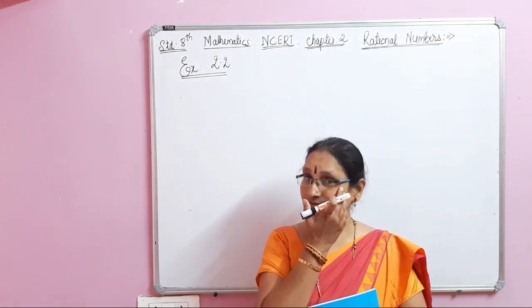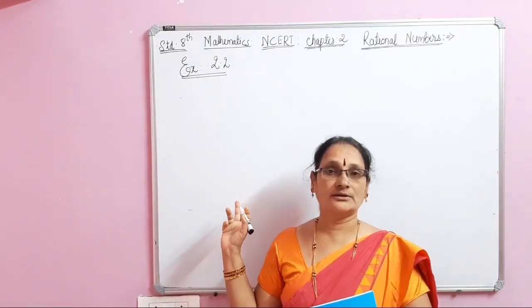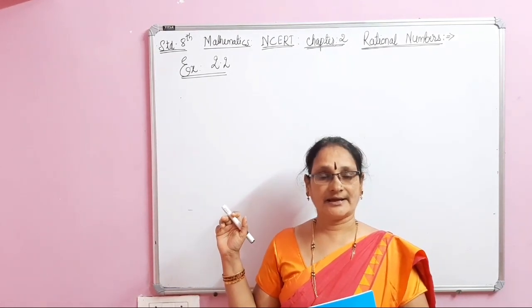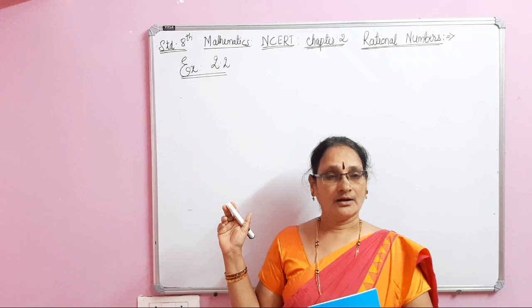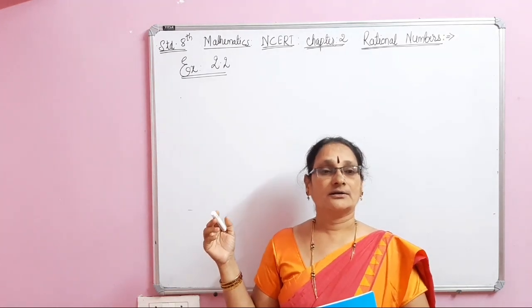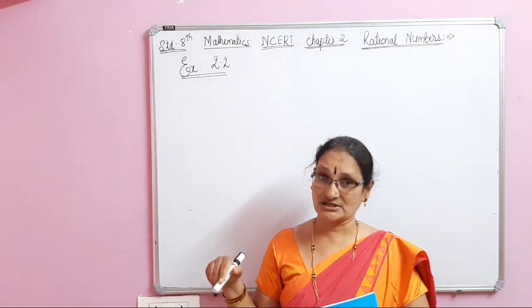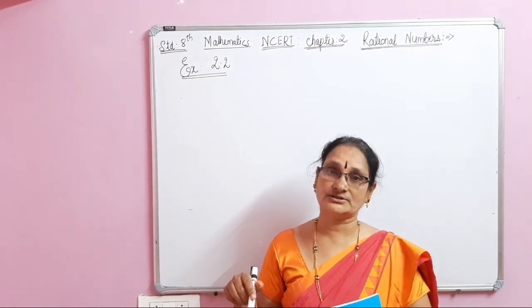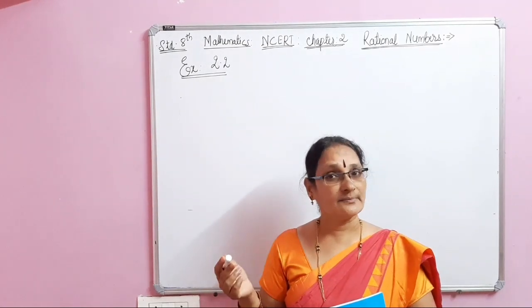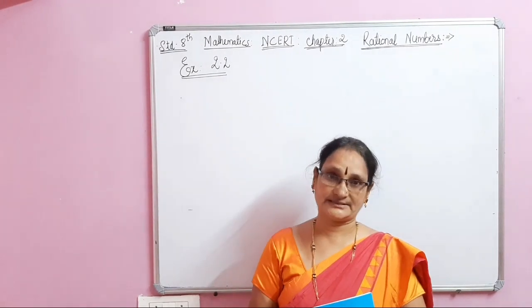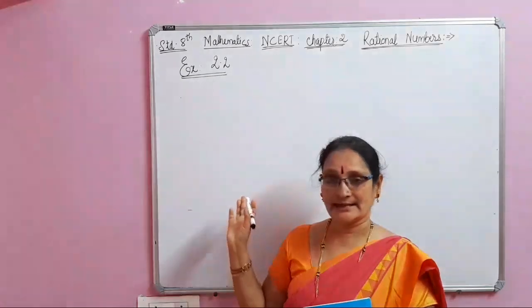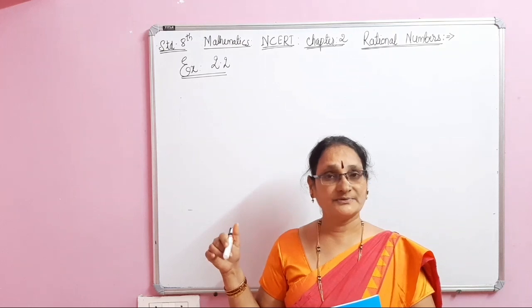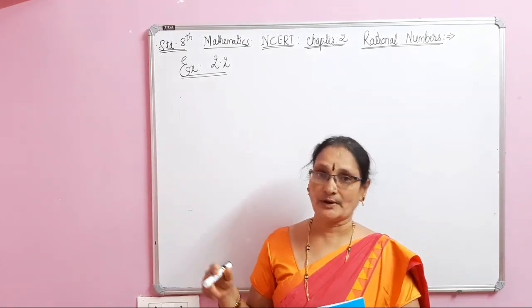In my today's class, I am going to solve the exercise 2.2. In the previous class, I explained how to locate or represent rational numbers on the number line, and also how to find rational numbers between two rational numbers. Those were all with examples I showed you, but now I am solving exercise 2.2.